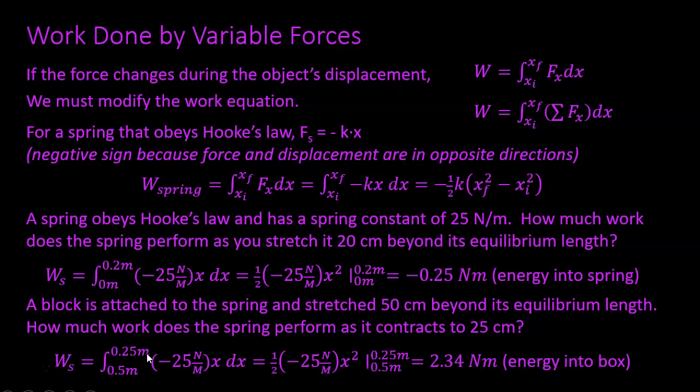We set up our integral. Notice here the limits of integration are the starting position, which was 0.5 meters, and the final position, which is 0.25 meters. After solving the integral, we find out that the spring did 2.34 Newton meters of work on the box. The positive sign here means that the energy went into the box and it was stored in the kinetic mechanism.